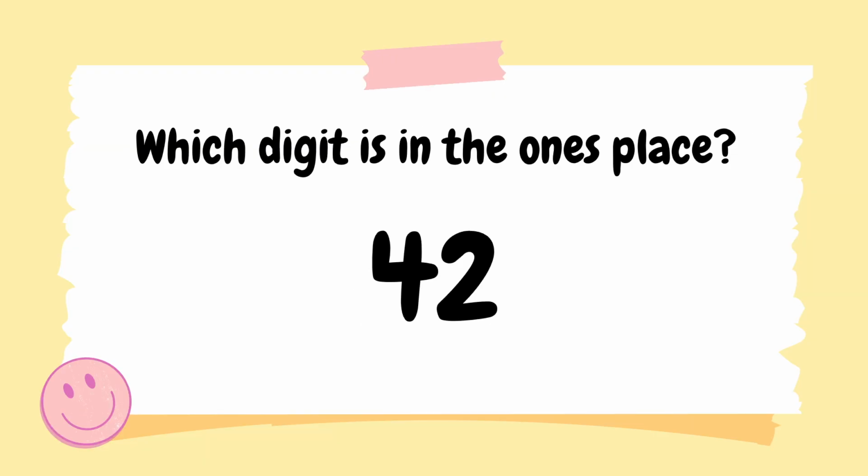Next, which digit is in the ones place? The number is 42. 42 means 4 tens and 2 ones. At the ones place there is a 2.